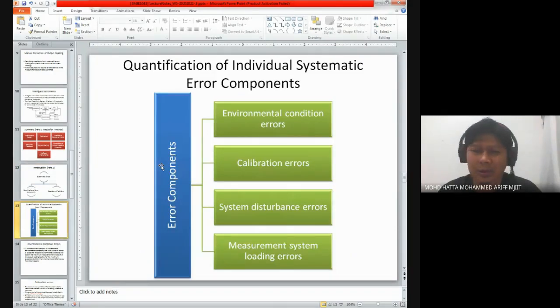Okay, and for quantification of systematic error, we have a few factors that we identify over here. One is due to environment, calibration, system disturbance, and also loading error. I think we discussed loading error before this in last week's class.